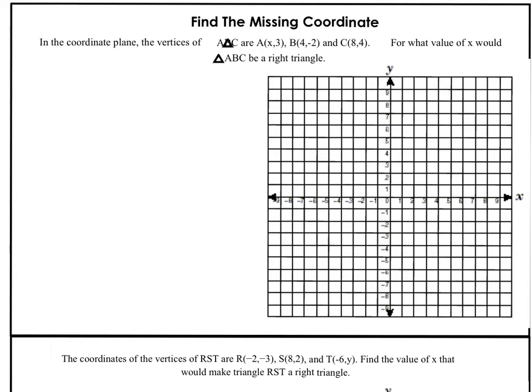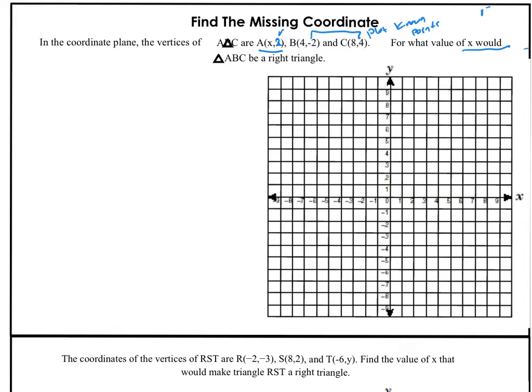For this one, in the coordinate plane, the vertices of triangle ABC are A (X, 3), but I put that in wrong. Please make that a 2. Change that to 2 right there. B is (4, -2), and C is (8, 4). For what value of X would this be a right triangle? Well, let me show you how to do this one. We're actually just going to do a little bit of counting. So what we're going to do is plot our known points. Let's put a little note there: plot known points.